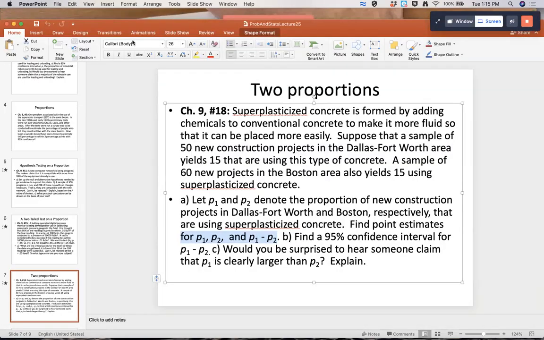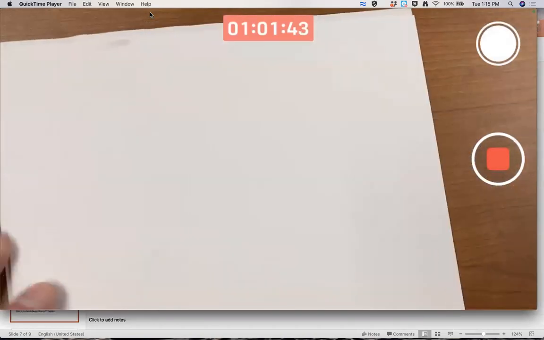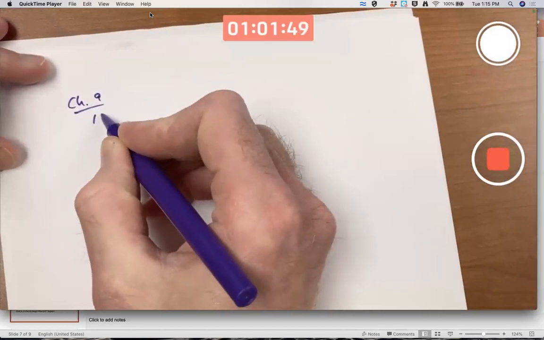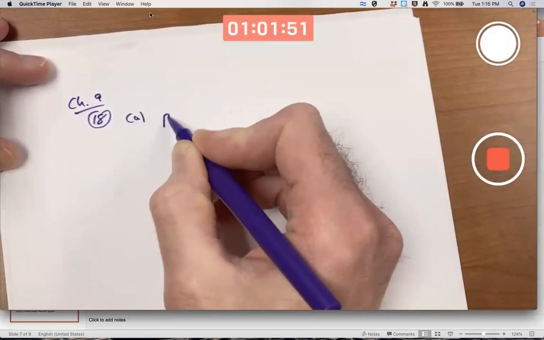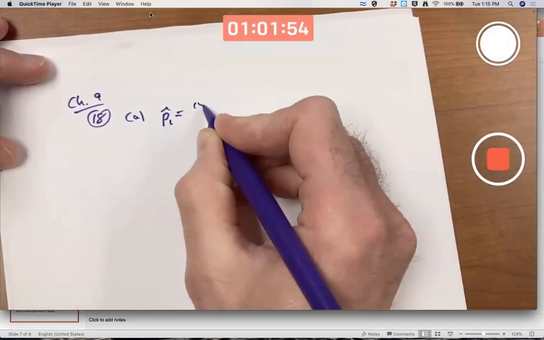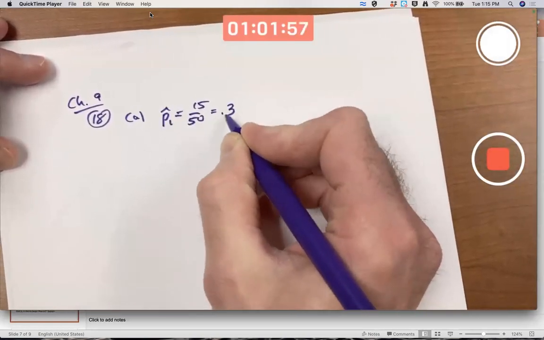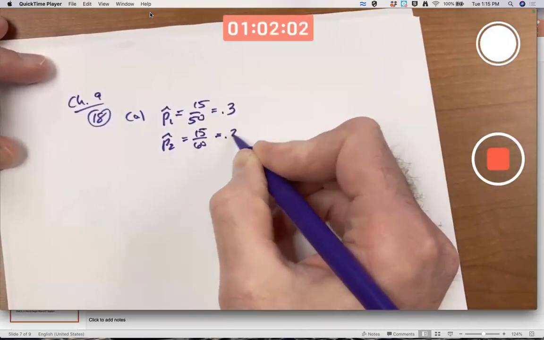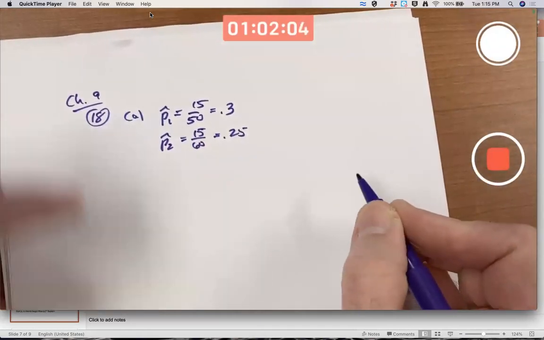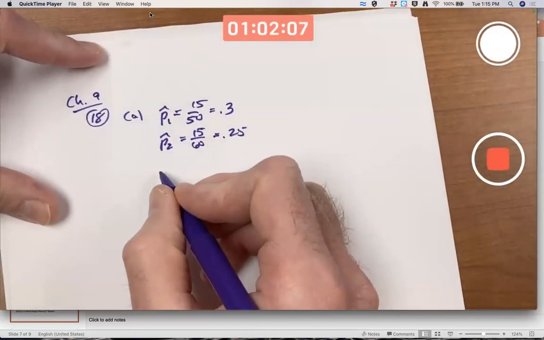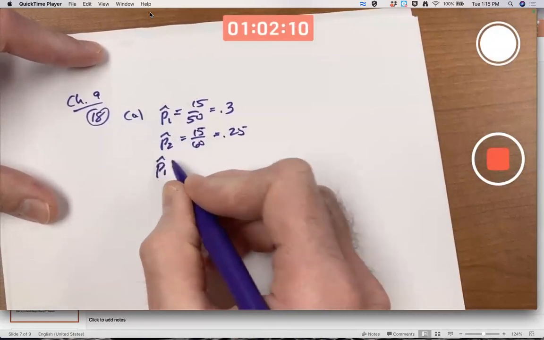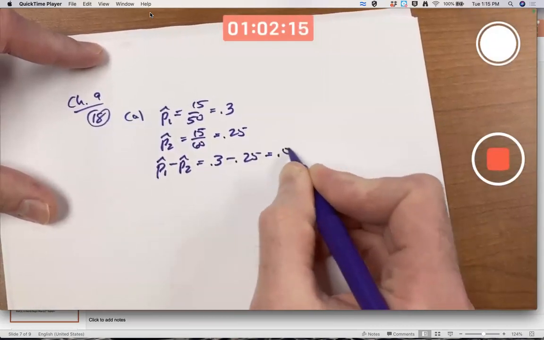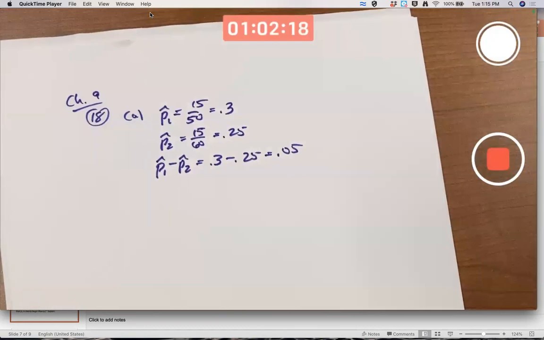Problem number is this, chapter 9, number 18. P1 hat for Dallas-Fort Worth is 15 out of 50, 0.3. P2 hat is 15 out of 60, 0.25. The natural point estimator for P1 minus P2 is, how about P1 hat minus P2 hat? 0.3 minus 0.25 is 0.05.